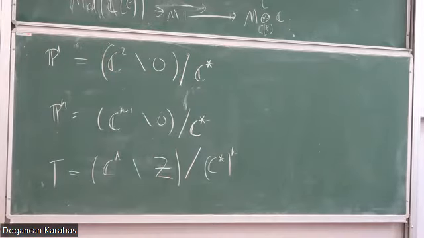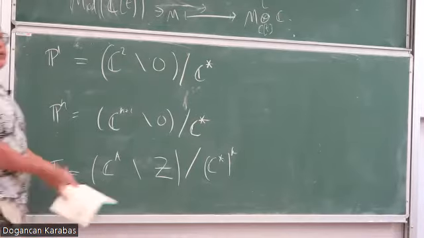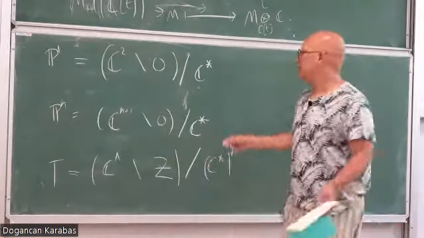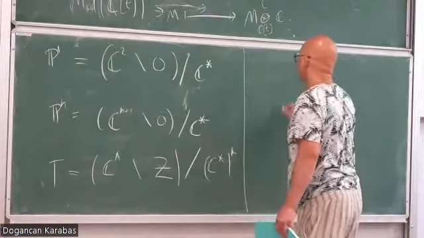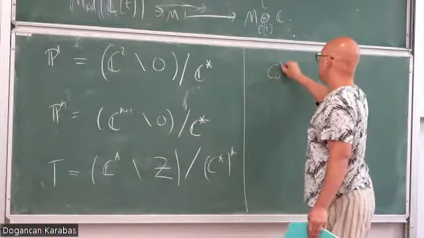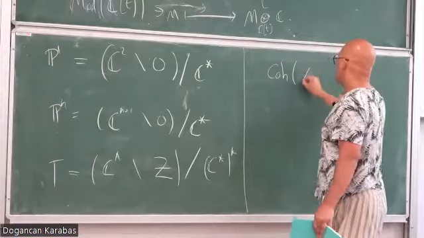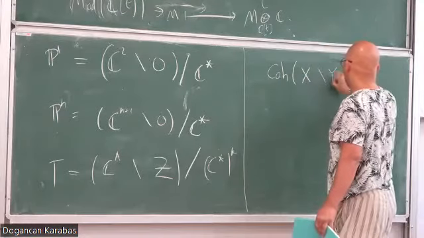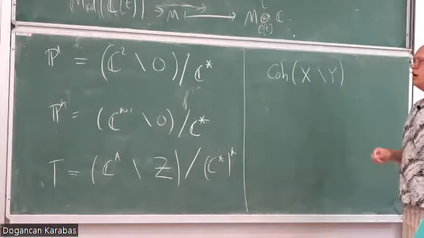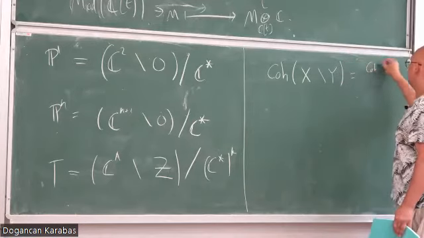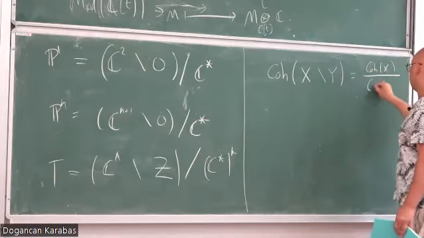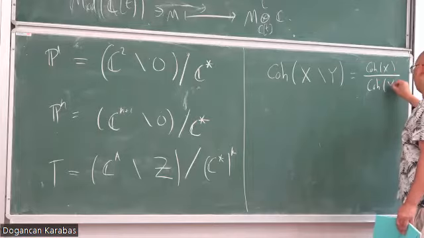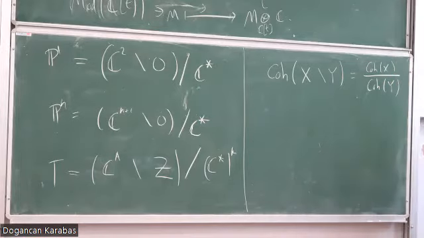And fortunately, the thing which makes this plausible is that in algebraic geometry, we have two useful facts. Coherent sheaves on X minus Y is coherent sheaves on X mod coherent sheaves on Y. And we take this quotient. In other words, you just set all the coherent sheaves on Y to 0.